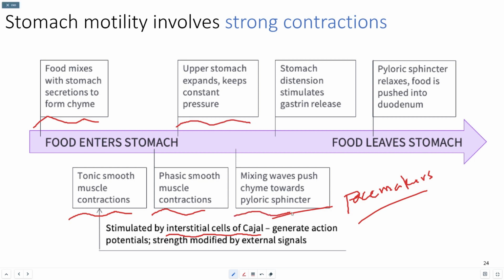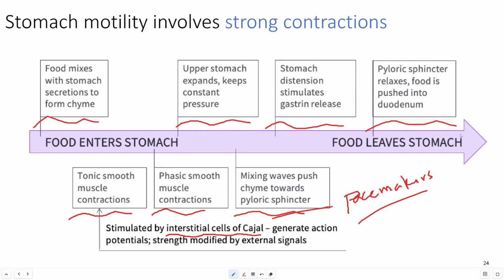The mixing of the waves pushes the chyme towards the pyloric sphincter. As a result, the stomach distends, and now more gastrin gets released to help with the breakdown of the food. Eventually, when the pyloric sphincter relaxes, the food gets pushed into the duodenum, and now retropulsion occurs and it repeats itself over and over. Sensory signals are sent to the brain, specifically the medulla oblongata, and result in motor responses to increase motility and secretion of the gastric cells.